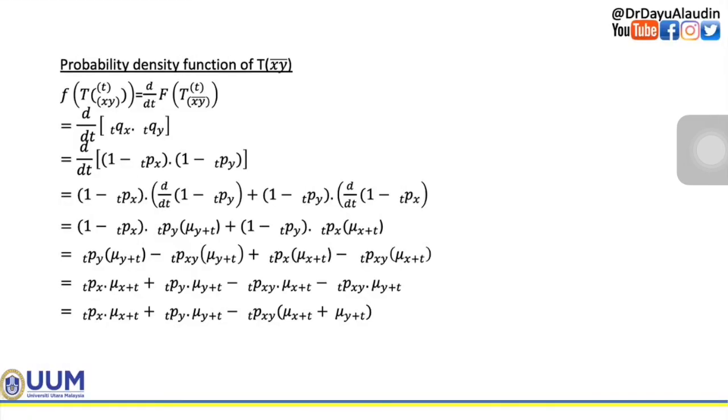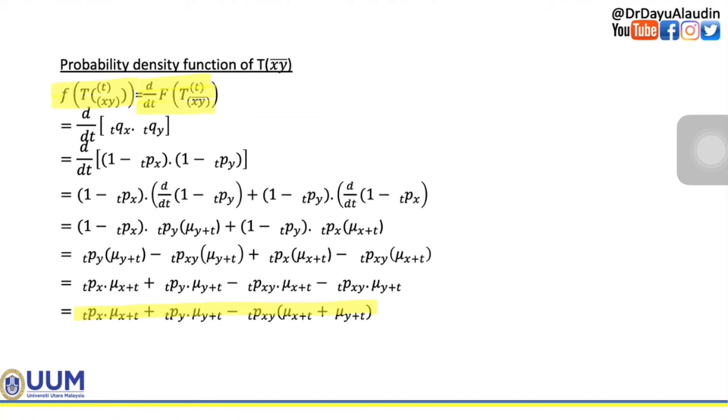Alright, so now we go to PDF. So the PDF, the small f, is differentiation of the big F. After we expand the equation, and finally we get this one. It's a very long equation. TPX times mu x plus t plus TPY times mu y plus t minus TPXY times both mu x plus t plus mu y plus t.